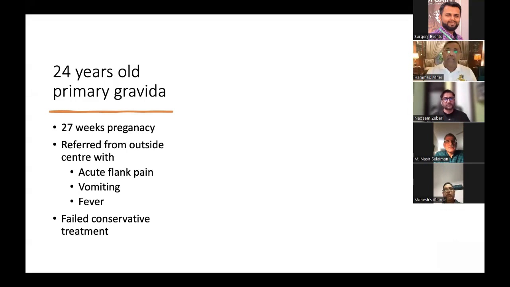Whenever I see a patient of urolithiasis in pregnancy, I always remember this case that I managed, I think nearly 14, 15 years back. And it reminds me of some of the very basics in surgical management of conditions. This was a 24-year-old primigravida. She was 27 weeks pregnant at that time, and she was referred from an outside unit with failure of the conservative treatment.